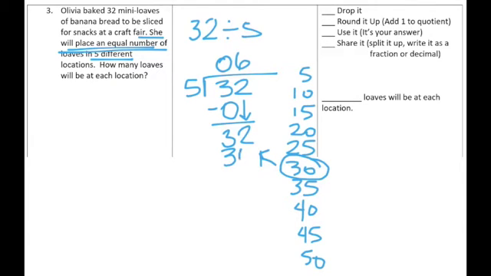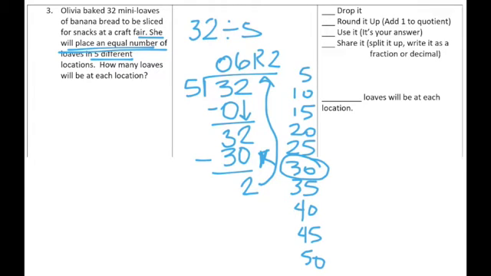And then I'm going to take my multiple, and I'm going to write it right underneath my 32. Then I subtract 32 minus 30, which is 2. Now I noticed I have nothing to bring down. I can't bring anything else down. So this 2 becomes a remainder.